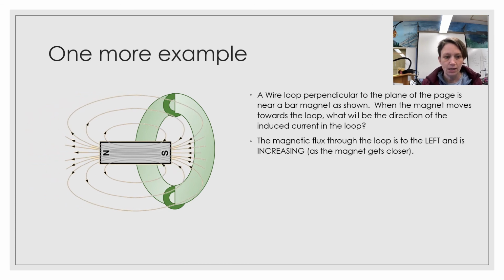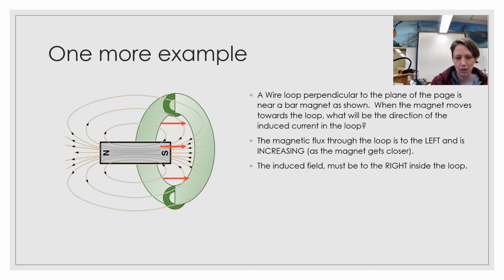Well, the magnetic flux is to the left because that's the way magnetic field lines for permanent magnets work, right? They're going into the south pole. So the flux is to the left. As the magnet moves to the right, though, the flux gets stronger. We're getting closer to that pole. We're actually getting more magnetic flux through that loop. That means that the induced field has to cancel out the increasing left field, and that means the induced field is going to be to the right.